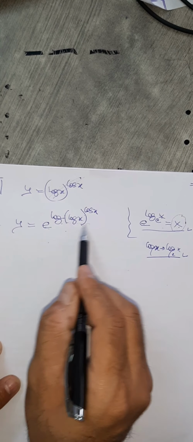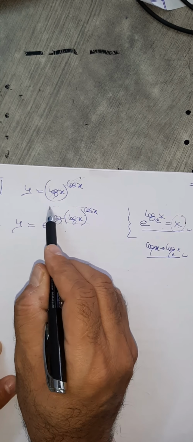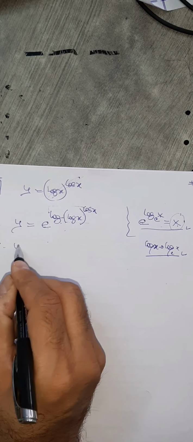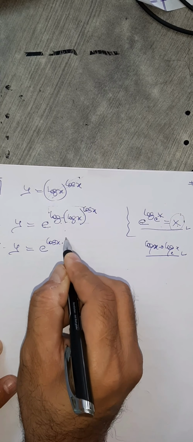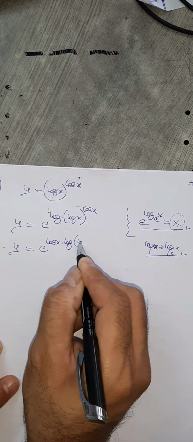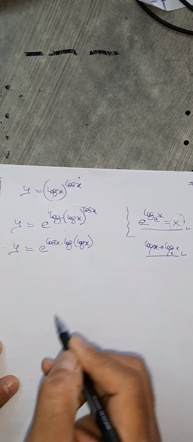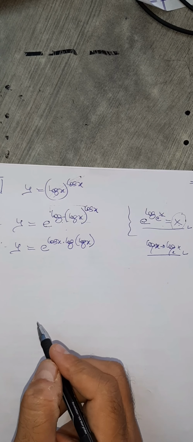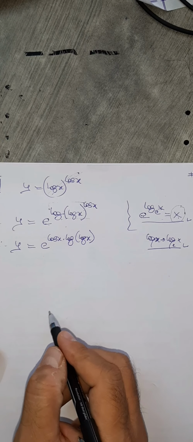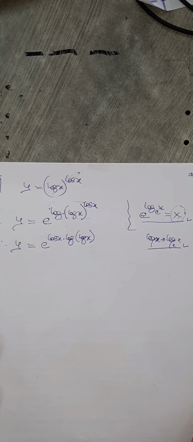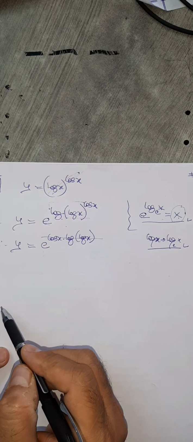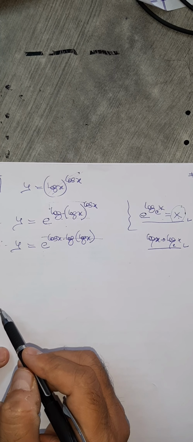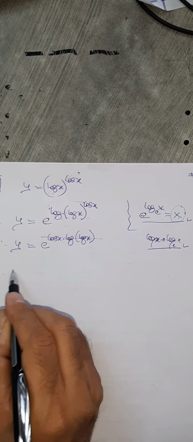Now again, this power will be in the product. So y equals e raised to cos x into log of log x. Fine. I hope up to this you are clear. Now you see the RHS is in the form of e raised to x. What's the derivative of e raised to x? e raised to x. So now I'm differentiating.